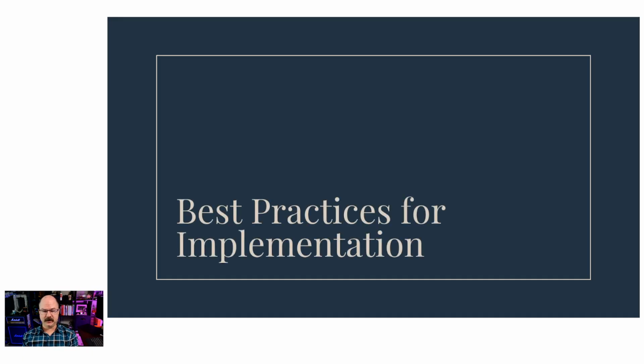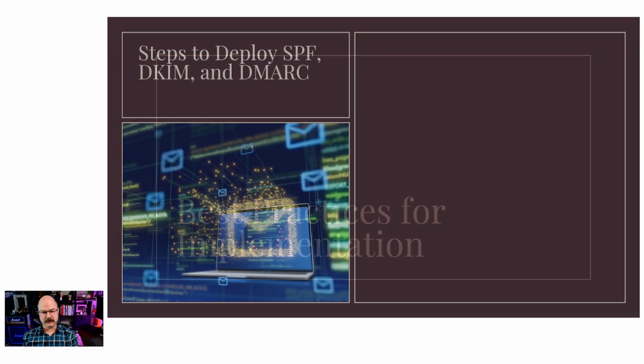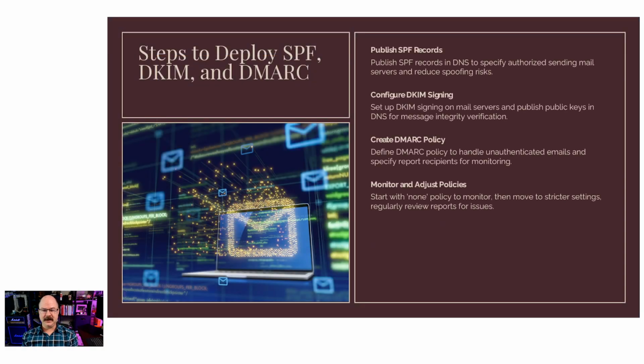The best practices for implementation. Let's look at the steps to deploy these. So implementing SPF, DKIM, and DMARC involves several key steps. First, organizations should publish SPF records in their DNS to specify the authorized sending servers. This is really the first and easiest step. Ultimately, like I mentioned previously, you want to make sure that any process, any application, any relay that is using your domain to send messages is added into your SPF record.